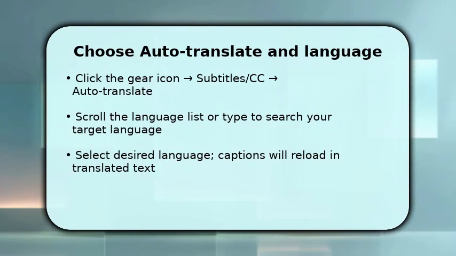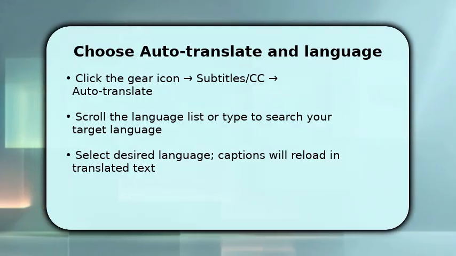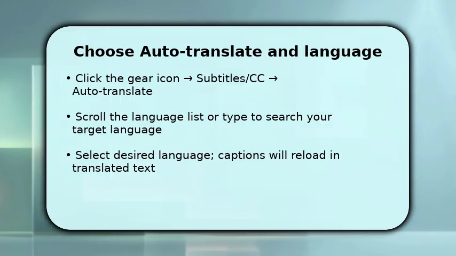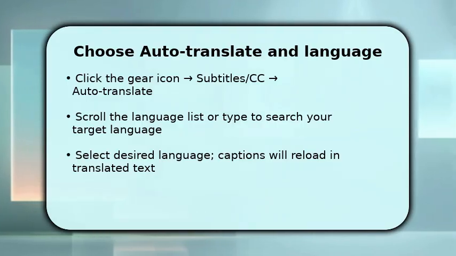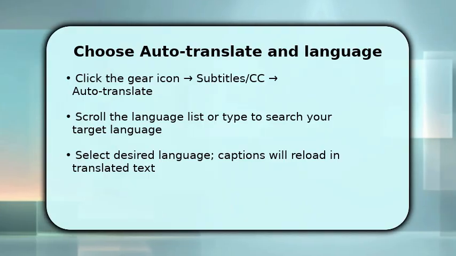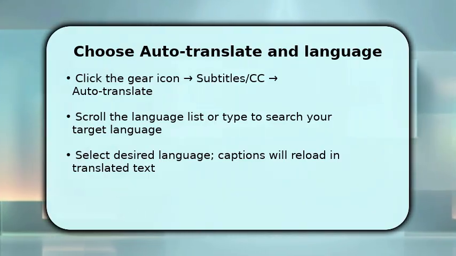Next, open the gear icon, select Subtitles/CC, and pick Auto Translate so YouTube uses Google Translate to render captions in your language. You should see a long language list. Type the language name to find it faster. Once you pick your target language, captions reload with translated text. You do this because Auto Translate maps original caption text to your preferred language in real time, and selecting the closest language keeps nuance and timing intact.